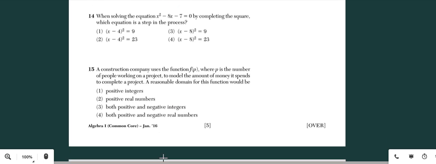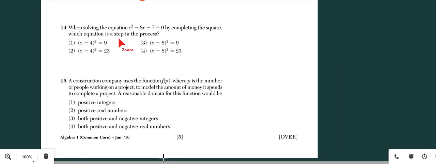Okay. Look at the next one. When solving the equation by the completing the square method, which equation is a step in the process? It's very easy now. You would be able to do this type of question. So first adding 7 on both sides will give us this expression. Now from this one, I'll give you a very easy way.